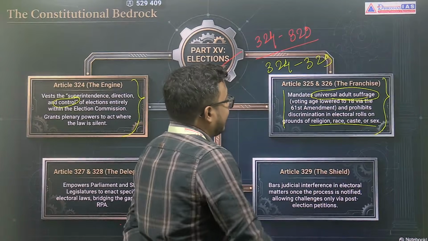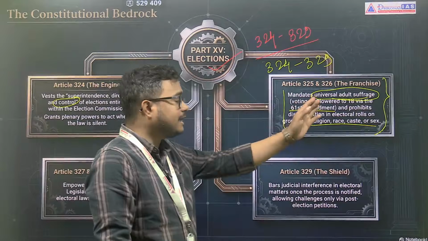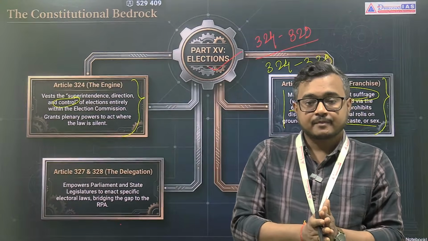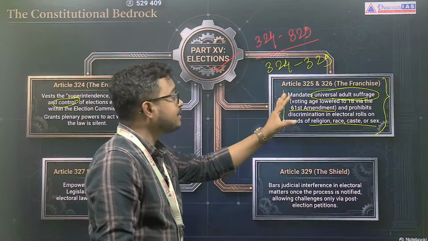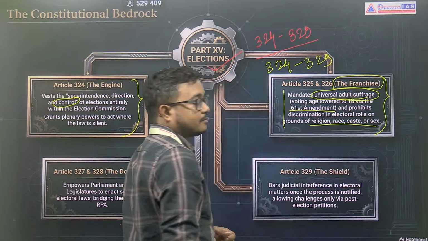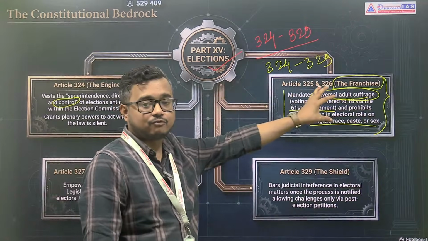Which amendment did this? The 61st Amendment. Before that, the age was 21. Now it is 18. So that is 325 and 326, the franchise, who can vote. Article 324 is the authority who will conduct, and this is who can vote.